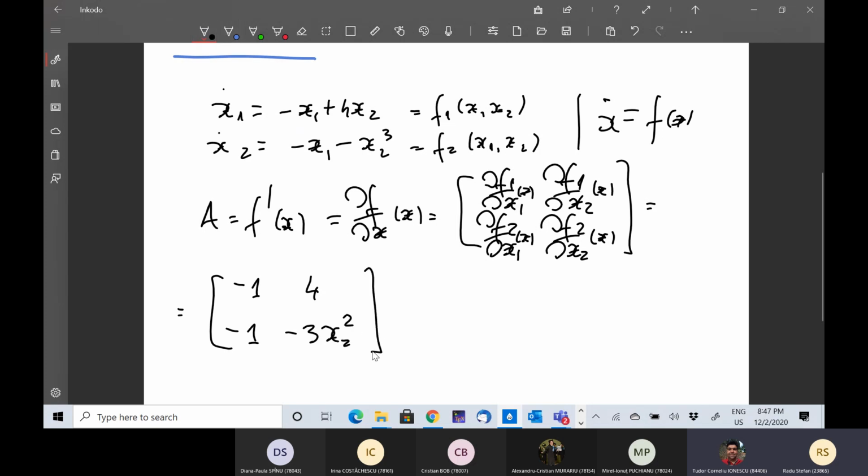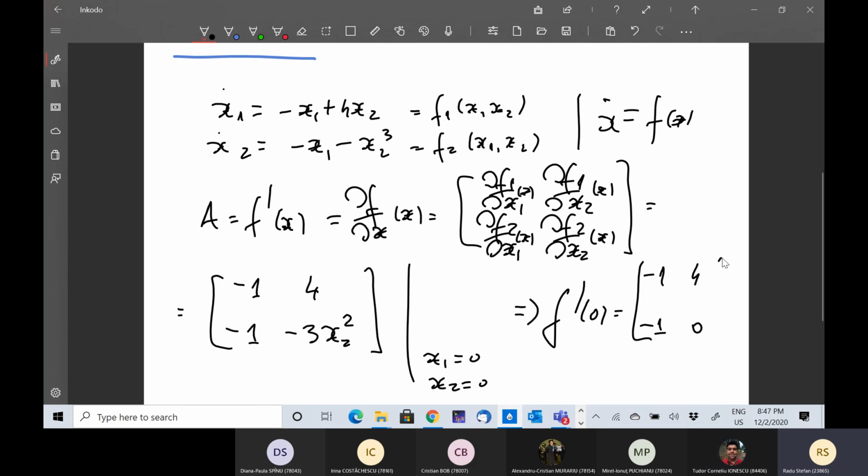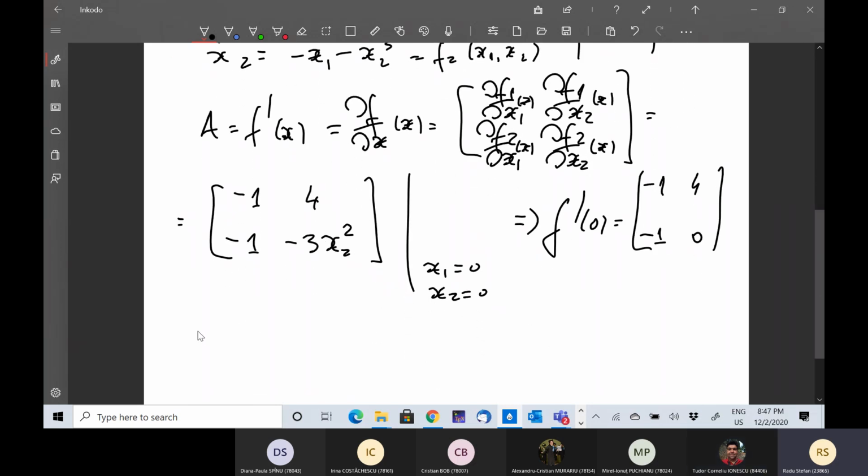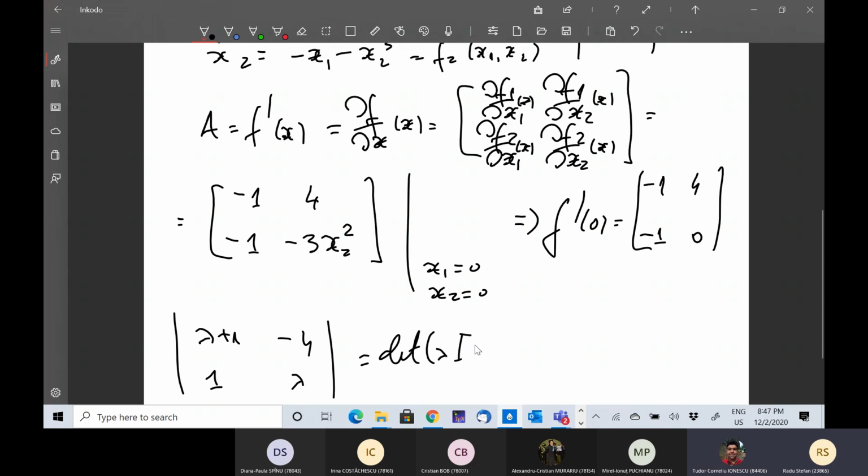I hope I'm not wrong. Now if you take x1 0, x2 0, this means in 0. F prime of 0 would be minus 1, 4, minus 1, 0. You have now to compute the eigenvalues of this thing, which is what? It's the determinant of lambda I minus f prime of 0, minus A, sorry.